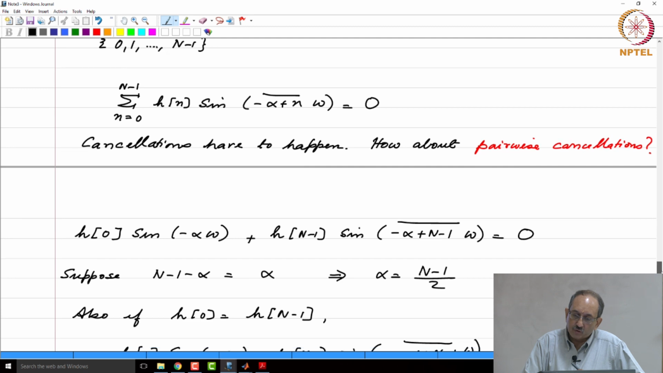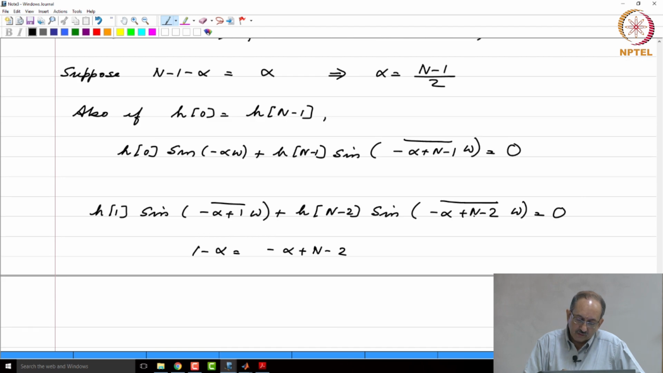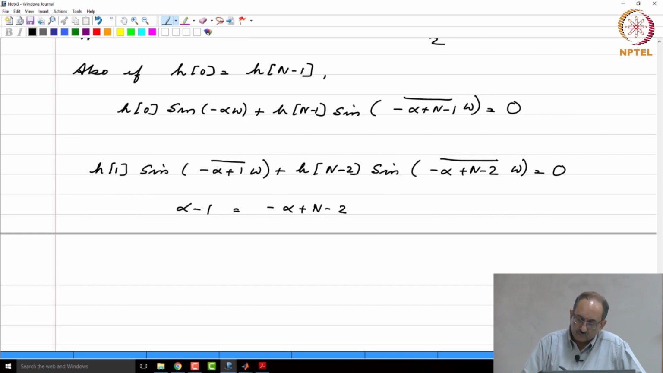Minus alpha plus n minus 2, I should put n equal to 1 and then n minus 2, right. So, minus alpha plus n, here I have put n minus 2 and here I have put alpha to be 1. I want them to have, oh yeah, so this is alpha minus 1, sure enough. Now, this is the most crucial step. So, what does this imply? This implies alpha equals n minus 1 by 2.